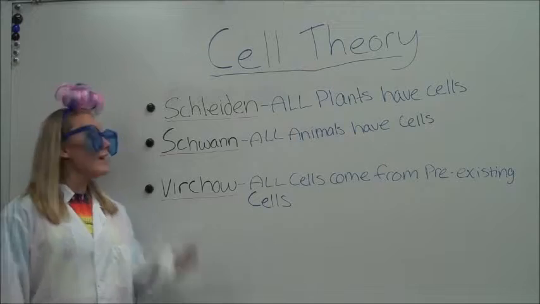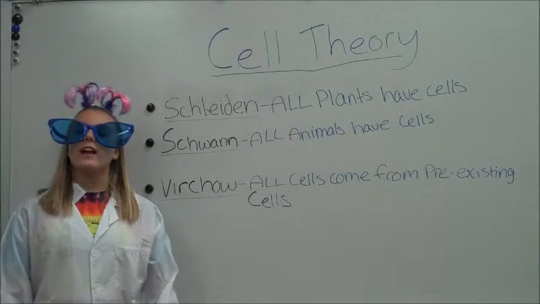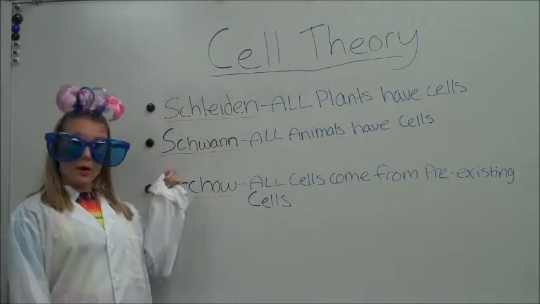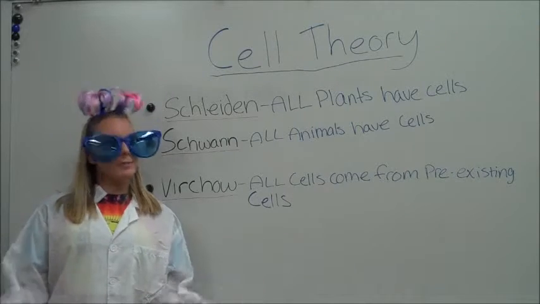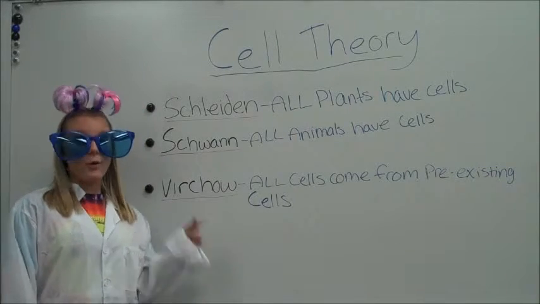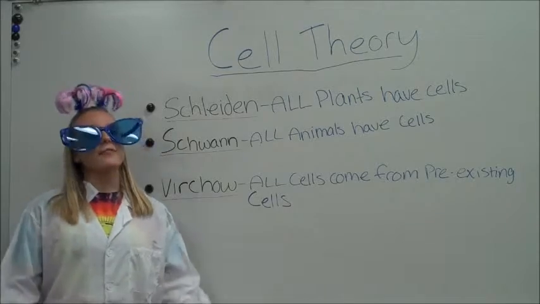Now that we just learned about the cell theory, I bet you're wondering who came up with the cell theory. Schleiden is the one that discovered that all plants have cells. Then Schwann was the one who came up with all animals have cells. And lastly, Virchow was the one that came up with all cells come from pre-existing cells.